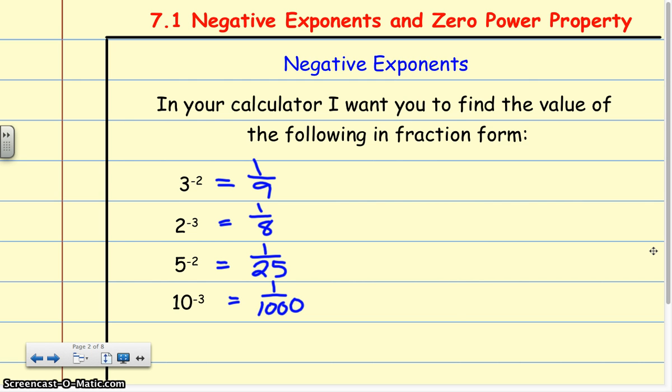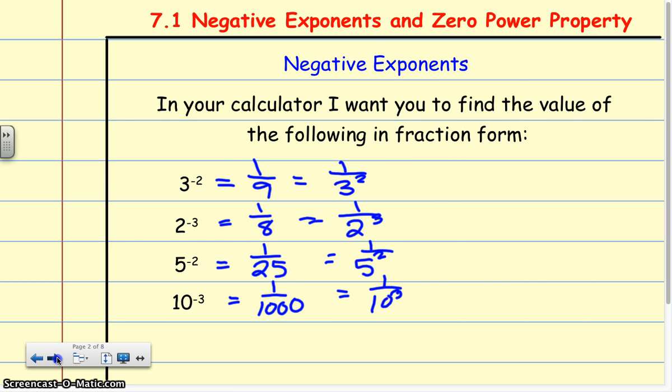Does anyone see a pattern that's going on? I see 2 hands, 3 hands. DJ, what do you notice? Just like you do whatever it's to the power, then you put 1 on top. 1 on top, right? This is really saying 1/3 squared. This is really saying 1/2 cubed. This is really 1/5 squared, and this is 1/10 cubed. Awesome. That works all the time.